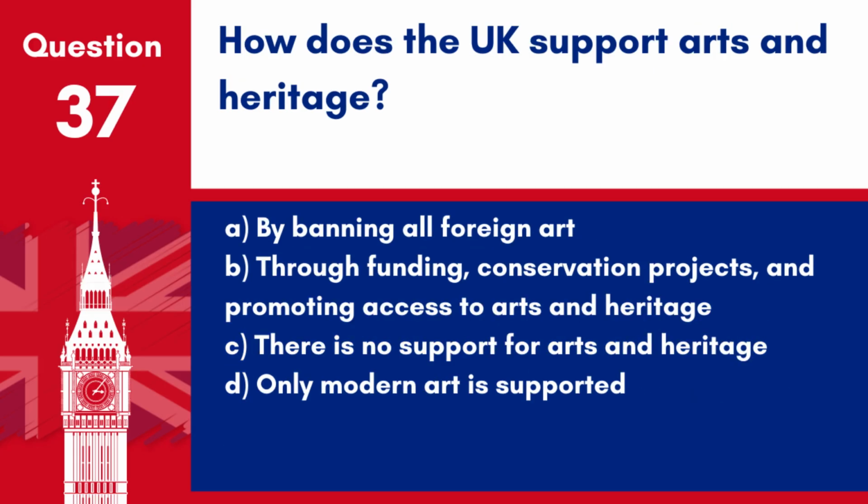Question 37. How does the UK support arts and heritage? A. By banning all foreign art. B. Through funding conservation projects and promoting access to arts and heritage. C. There is no support for arts and heritage. D. Only modern art is supported.